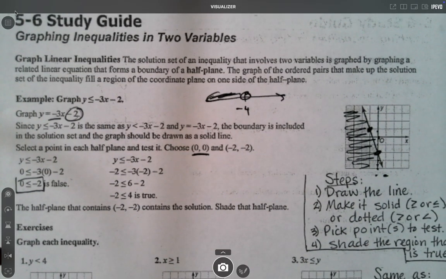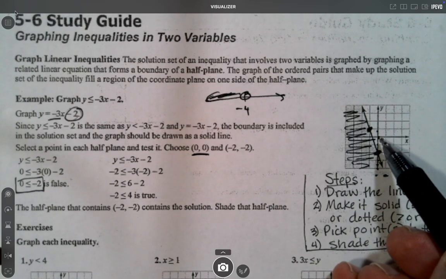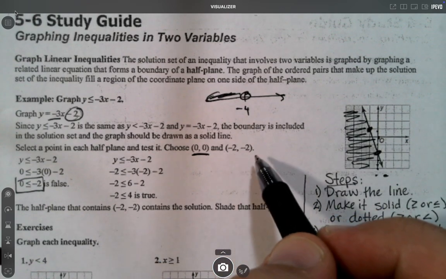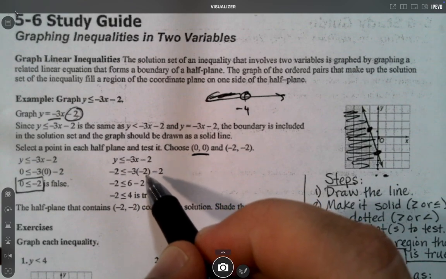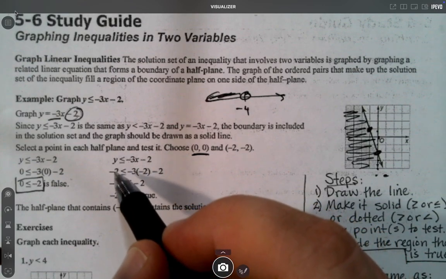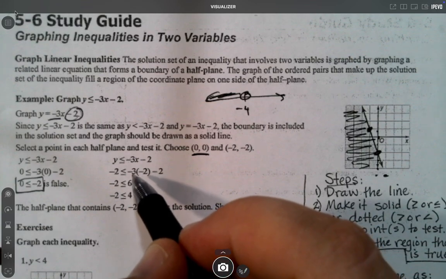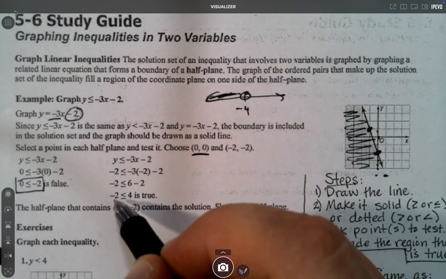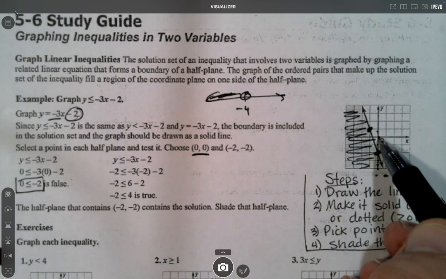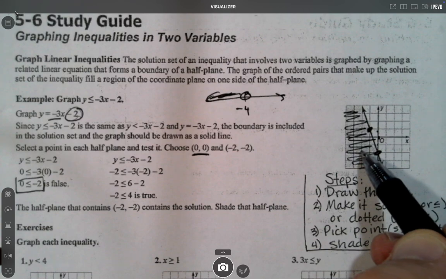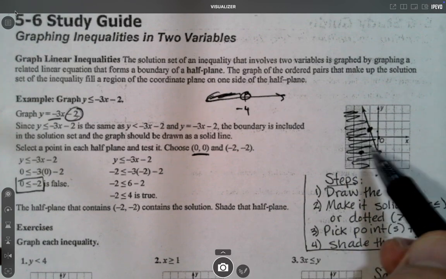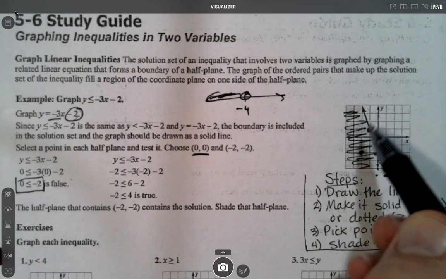So you're only required to check 1 point. If it's false, shade the side of the line that's not on that side. If it's true, like it is when they plug in negative 2, negative 2, they plug in negative 2 for x and negative 2 for y. They get positive 6 minus 2, which is 4. And negative 2 is less than 4. So negative 2 is down here. Sorry, right there. That's a true statement. So that tells us that the left side of the line is what's true. So we shade the left side of the line.